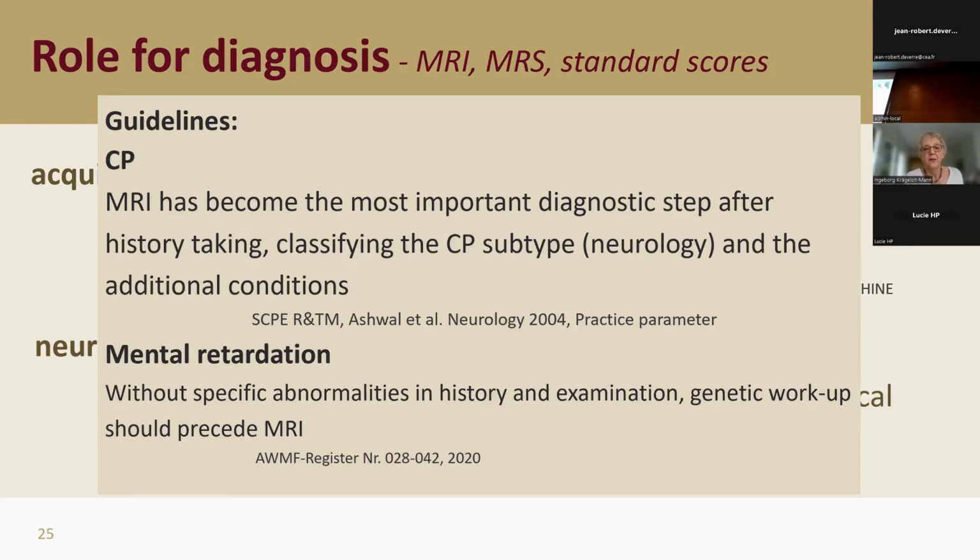Whereas in mental retardation, it is a bit different. Without specific abnormalities in history and examination, genetic workup should precede MRI. But on the other hand, when there are phenomena in history and examination which tell you about a specific condition, you could also start with imaging.